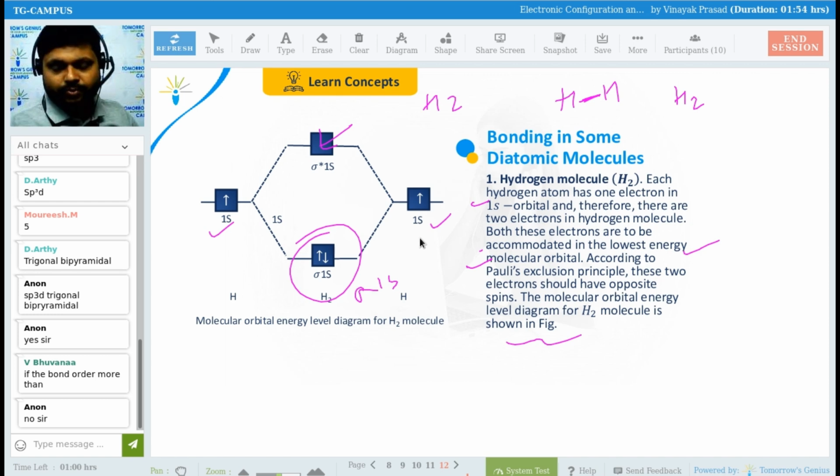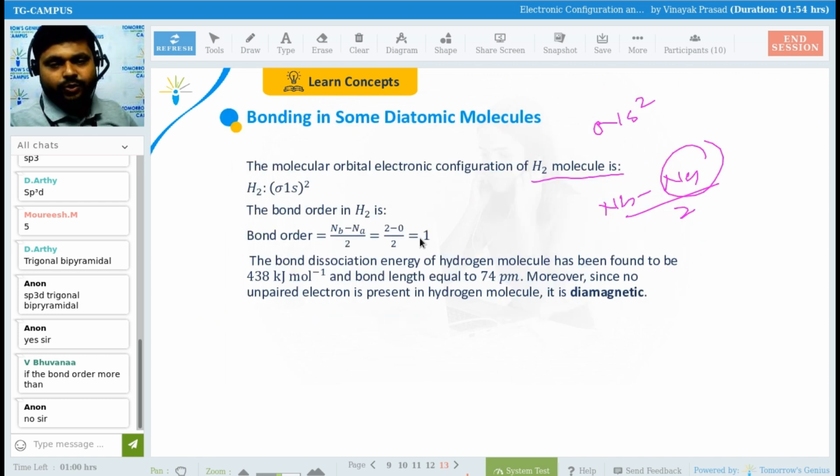So what do we say? We will write the formula: there are 2 electrons in the bonding orbitals, right? So 2 electrons in the bonding orbitals minus 0, upon 2. So the right answer will be 1. Getting my point, everyone?